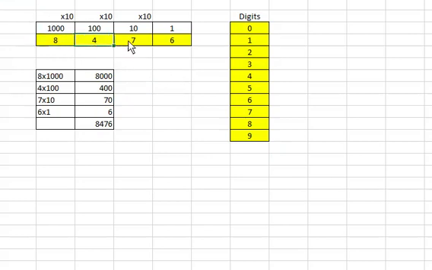This is 8,476, and this is how it really works. It's 8 times 1,000, which is 8,000, 4 times 100, which is 400, 7 times 10, and 6 times 1, and you add them all together and you get 8,476. Now we don't tend to do that because with the 10 system, which is why I think we use it, it's quite easy to do multiplication. So 8 times 1,000 is 8,000. 4 times 100 is 400. So it's not the most difficult math to do.